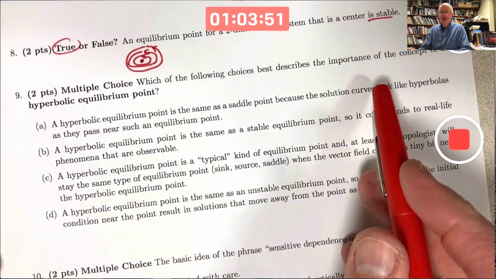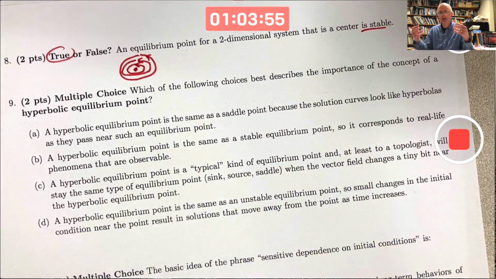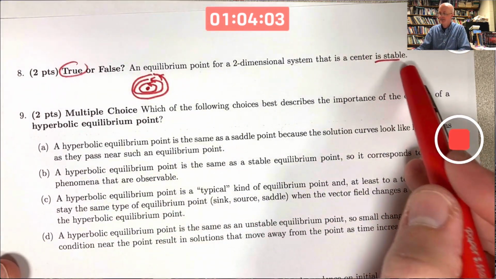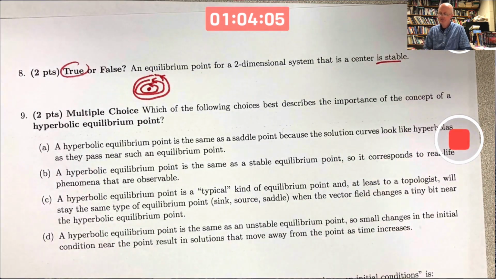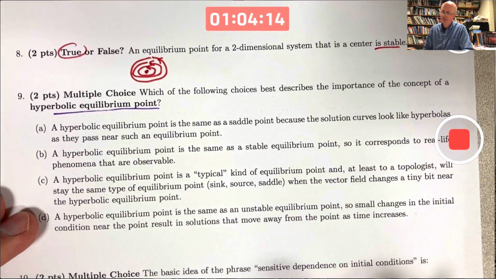It's not asymptotically stable. If I said it was asymptotically stable, the answer would be false. Asymptotically stable means not only do solutions not go too far away, they in fact approach the equilibrium point as t increases. That is what happens with sinks. But centers, while they're not asymptotically stable, are stable. The answer is true. Number 9, which of the following choices best describes the concept of a hyperbolic equilibrium point?